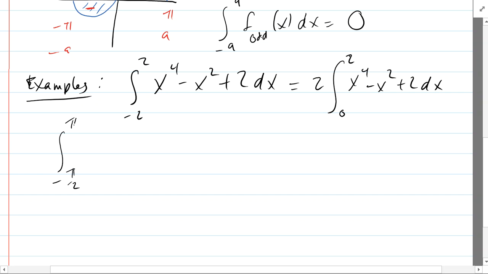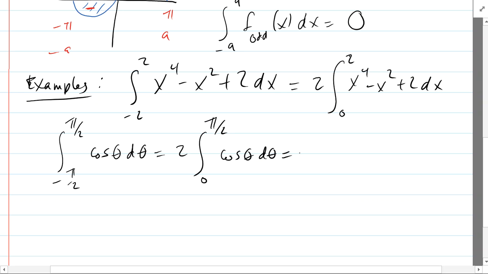-pi/2 to pi/2 of cosine of x d, sorry, I'm going to say cosine theta. It's an angle. Once again, evaluating -pi/2, is it so much easier just to evaluate pi/2? Okay, is cosine even? Yeah, so is this going to be 2 times the integral from 0 to pi/2 of cosine theta d theta?